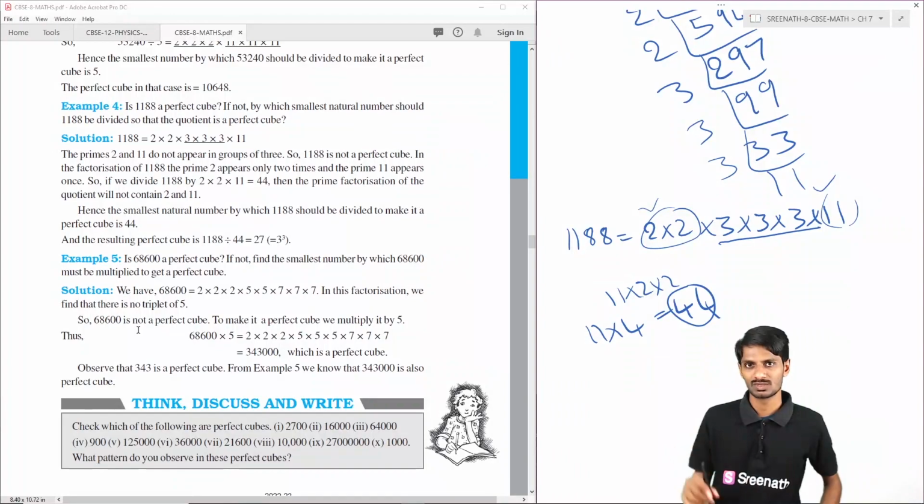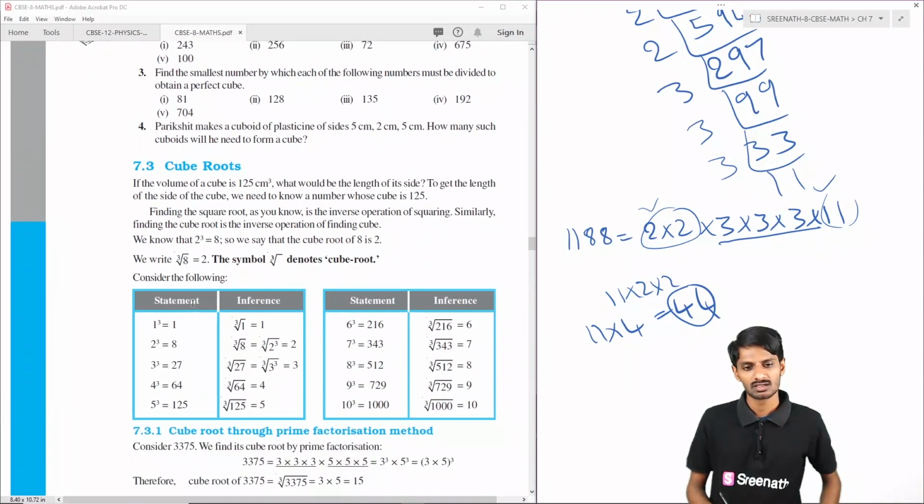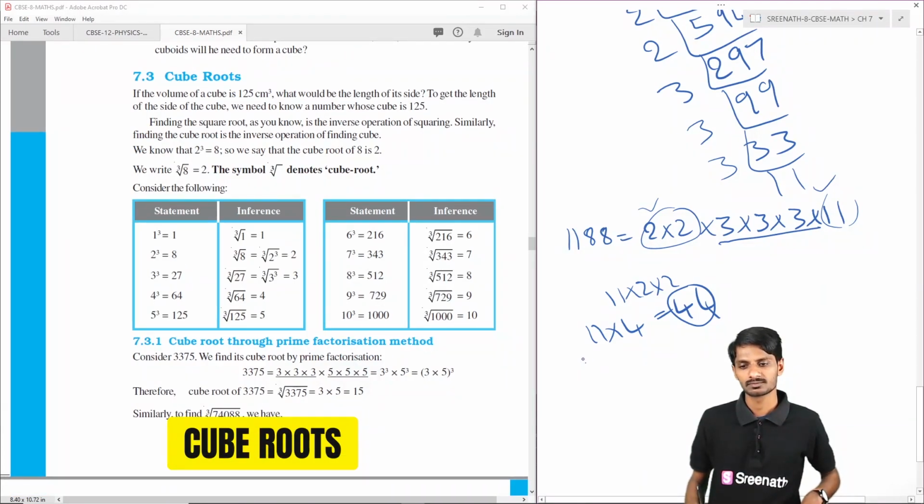This is also similar to that, students. Next, coming to cube roots.